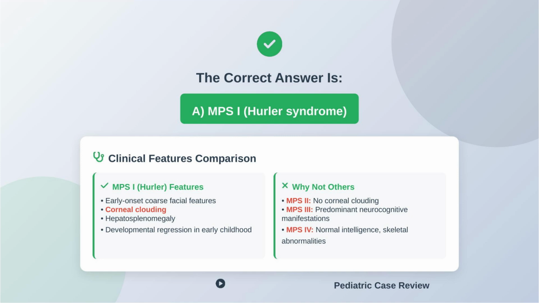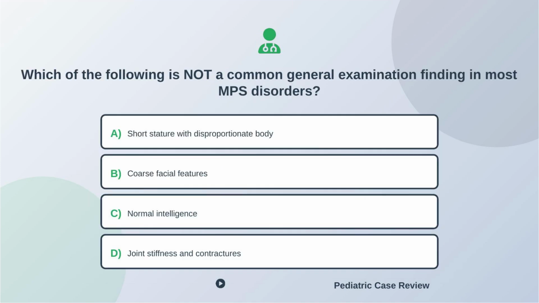This classic presentation includes early-onset coarse facial features, corneal clouding, hepatosplenomegaly, and developmental regression. Corneal clouding is a distinctive feature of Hurler syndrome not typically seen in Hunter syndrome. MPS 3 primarily affects the central nervous system with milder physical features, while MPS 4 predominantly causes skeletal abnormalities with normal intellectual development. Let's discuss general examination findings in MPS disorders.